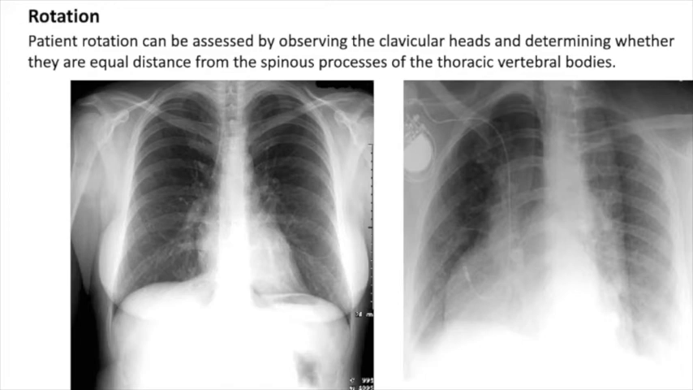The other thing in the quality of the X-ray is to look at the rotation. On your left side you can see a normal X-ray. On your right side you can see a rotated X-ray. You can see how different these two X-rays are. Patient rotation can be assessed by observing the clavicular heads and determining whether they are an equal distance from the spinous process of the thoracic vertebral body. It's very important to know that, otherwise spurious findings can appear on the X-ray. So remember, you have to look at the inspiration, penetration, and rotation on the X-rays.